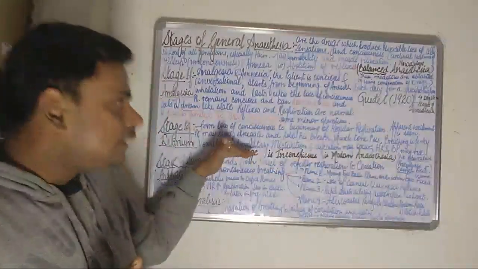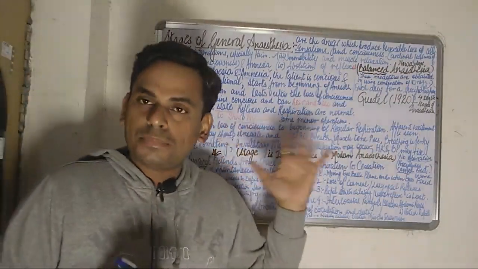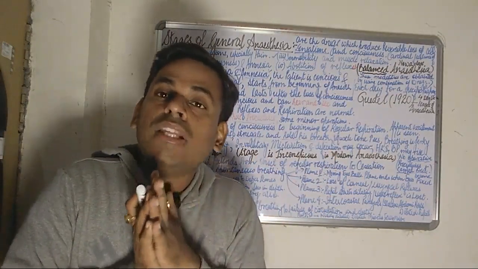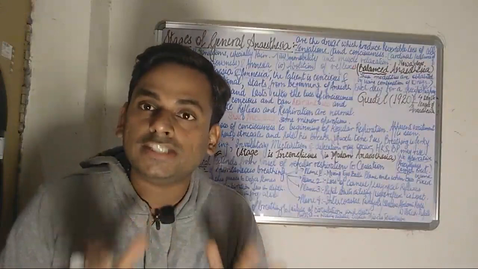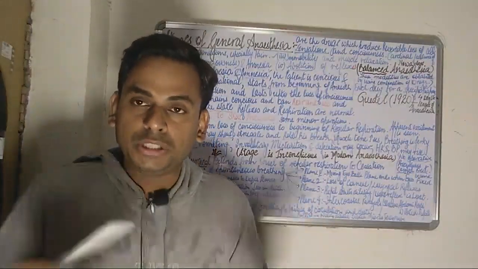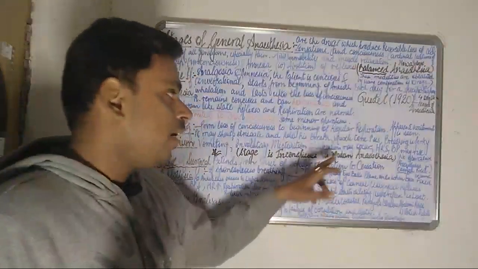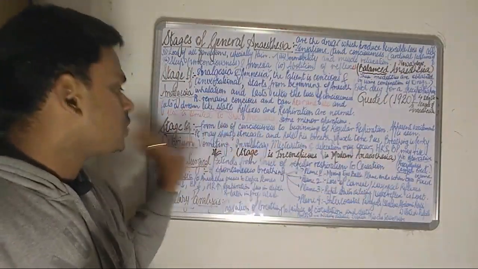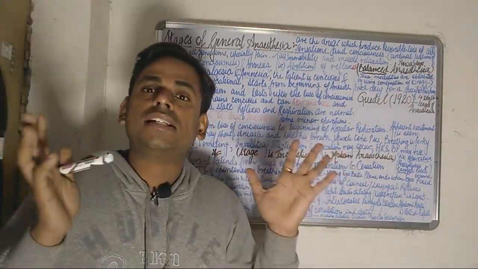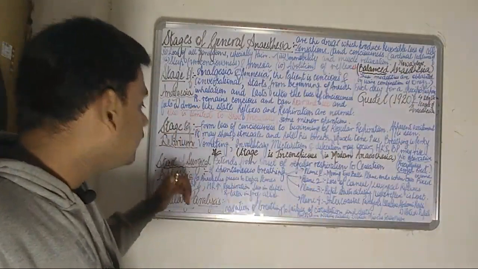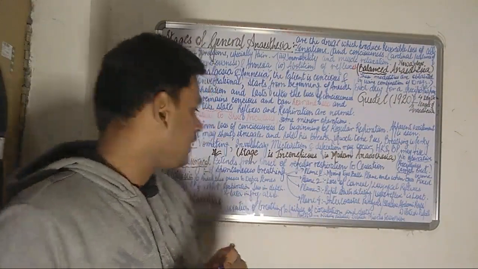Nowadays, this stage of delirium is absolutely inconspicuous. It is not at all seen with the newer advancements in general anesthesia. In modern anesthesia, this stage of delirium is more or less entirely abolished. Moving on to the third stage, that is the stage of surgical anesthesia.